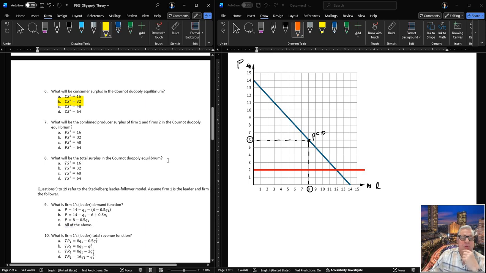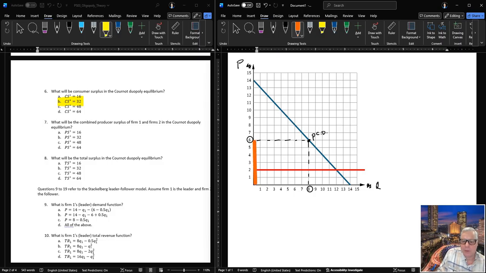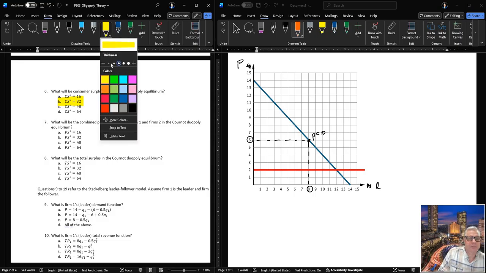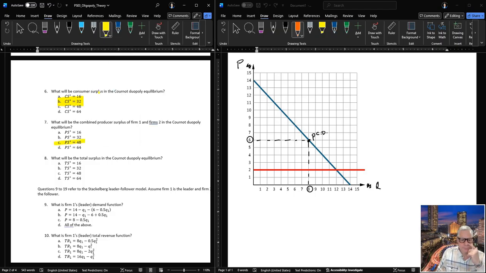What will be the combined producer surplus of firm 1 and firm 2? So the combined producer surplus would be this area here. And that is 8 times 6, 48. So that's 48. And what will be the total surplus? In the duopoly, that's the 32 consumer surplus plus the 48.